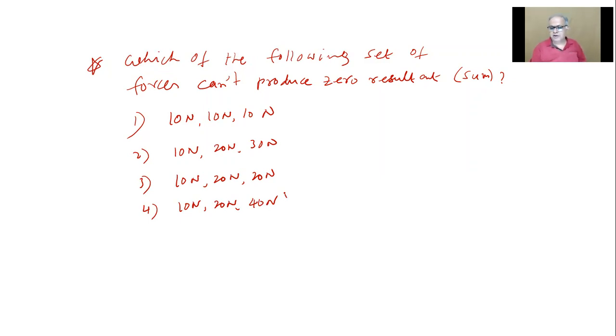Jeevan Jyoti, Hari Prasad, Srivalli, Suraj. Yes, sir.